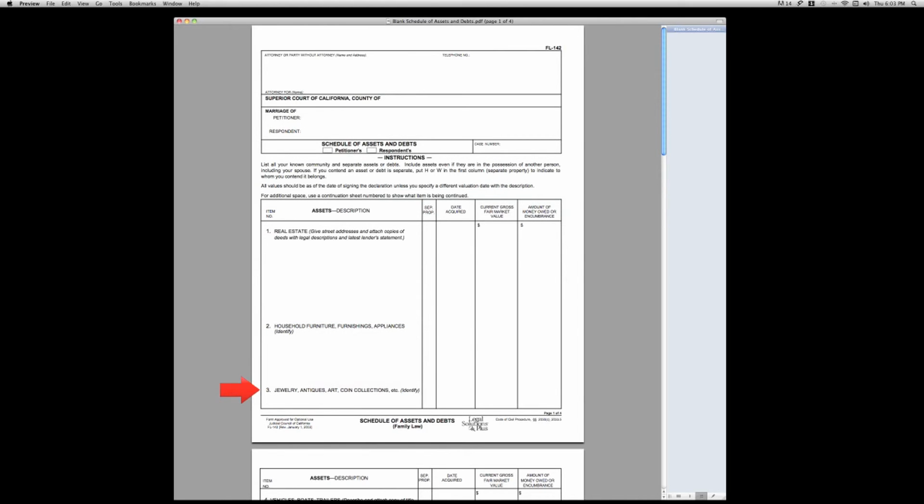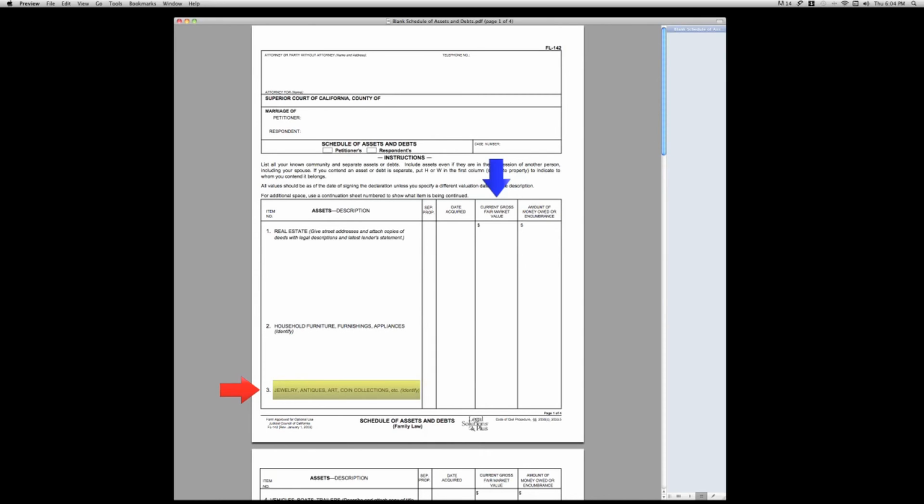Okay, moving on to number 3. Jewelry, antiques, art, and coin collections, etc. And of course, here you're asked to identify what exactly it is that you have, and of course, the other 4 columns. Again, what could you get for this? Not top dollar at an antique shop. What could you get for this realistically if you were to sell this on your own?